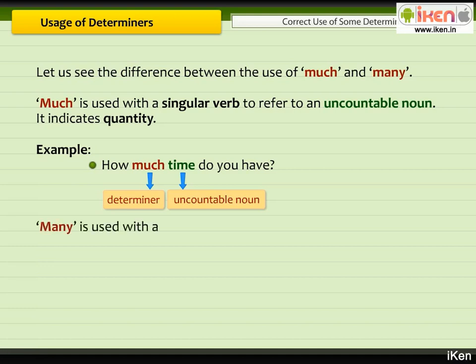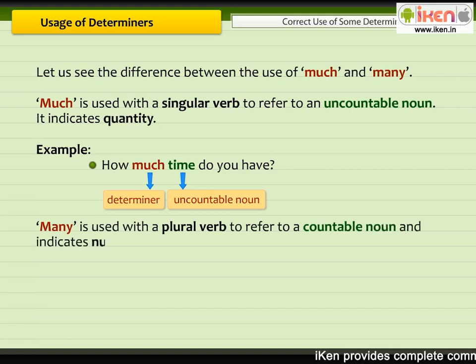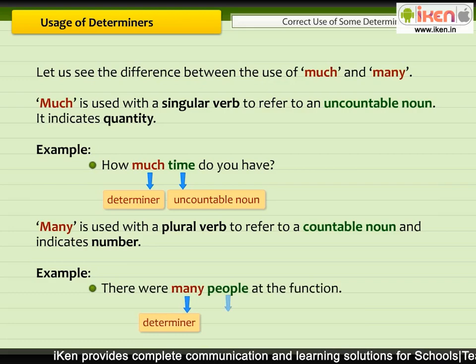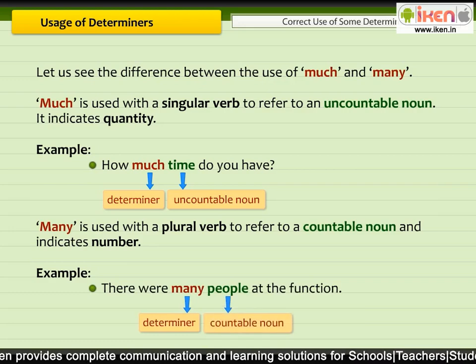Many is used with a plural verb to refer to a countable noun and indicates number. For example, there were many people at the function. The determiner many is used to refer to the countable noun people and indicates number.